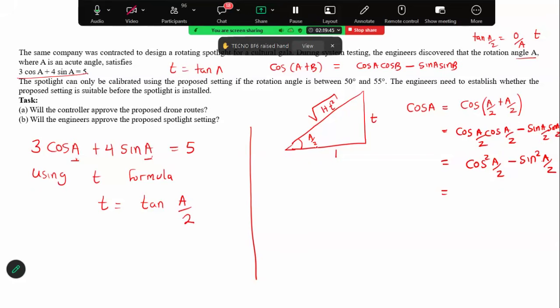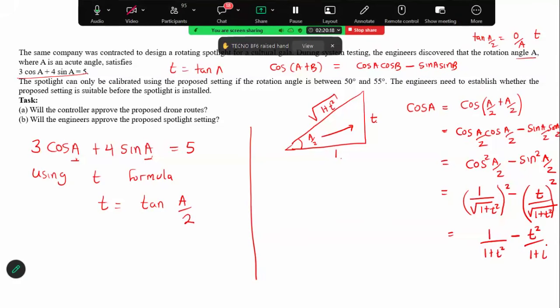So here you can know what your cos is. Cos is given by adjacent out of hypotenuse. So cos is going to be 1 out of the square root of 1 plus t squared, but everything is squared. Minus what is sine? Sine is opposite out of hypotenuse, which is going to be t out of the square root of 1 plus t squared, but everything is squared. So when you square, it's going to be 1 out of 1 plus t squared, and on this side you shall have t squared out of 1 plus t squared.